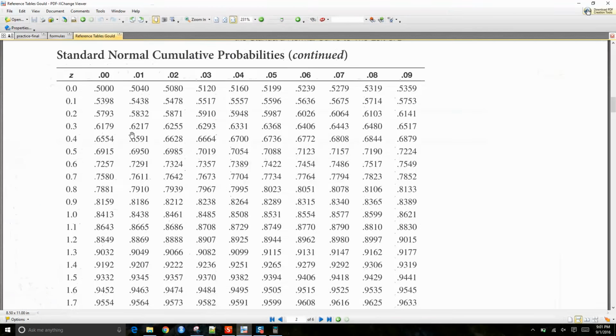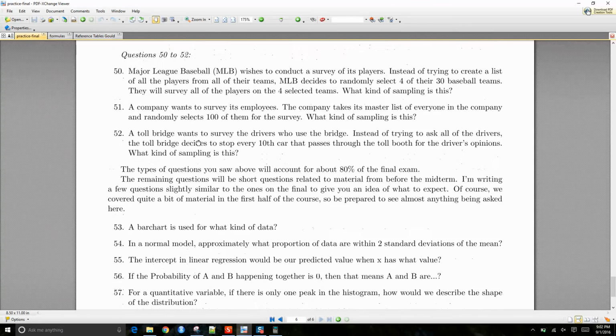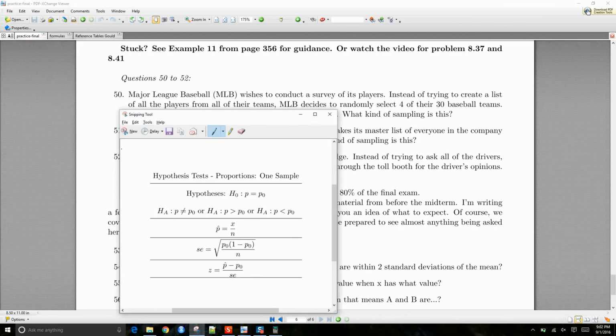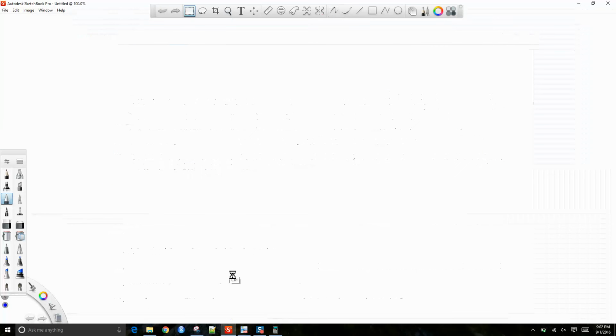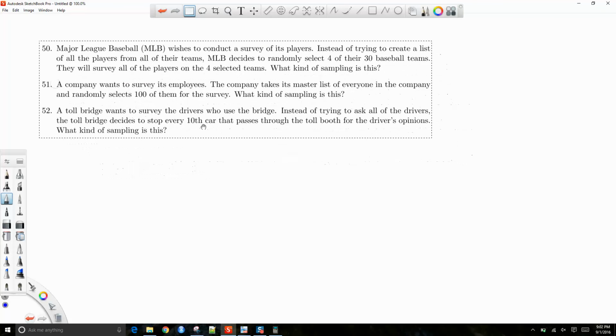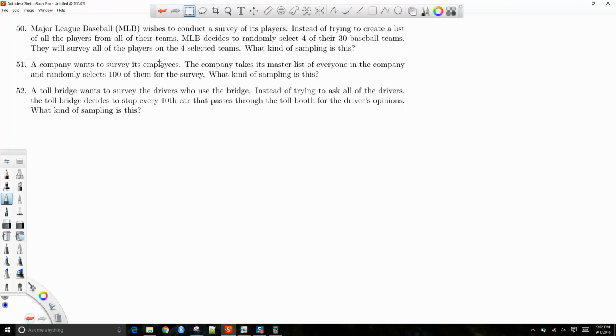I'm gonna flip the slide and let's cover just these last handful of questions. Okay, so we've got these sampling methods. Major League Baseball wishes to conduct a survey of its players. Instead of trying to create a list of all players from all of their teams, they randomly select 4 of their 30 baseball teams and they'll survey all of the players on those 4 selected teams. What kind of sampling is this? Cluster. That one is cluster, yes.